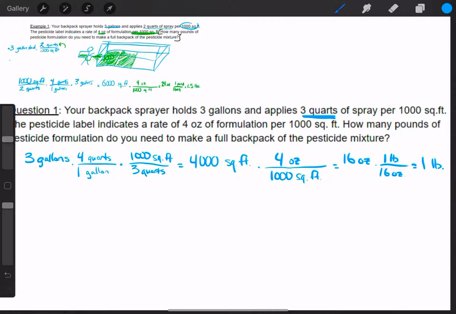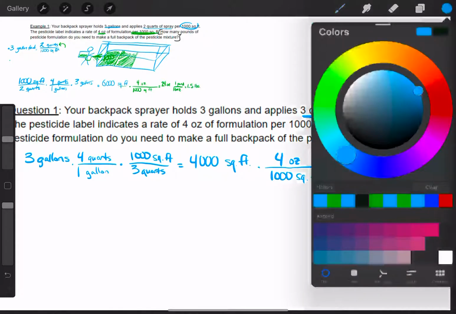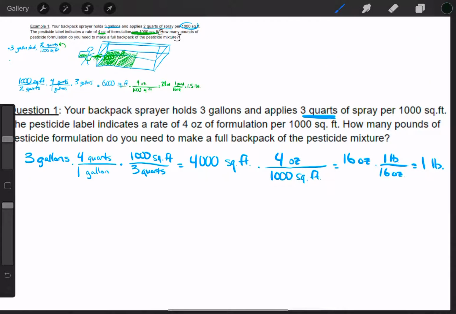Now, a few things to talk about here that you might have noticed. Number 1, we are multiplying by 1,000 square feet and dividing by 1,000 square feet during the course of our calculations. So really, that's something that could be left out. It kind of cancels itself out. But if we do leave it out, I feel like it can be hard to follow why we're doing some of these things.